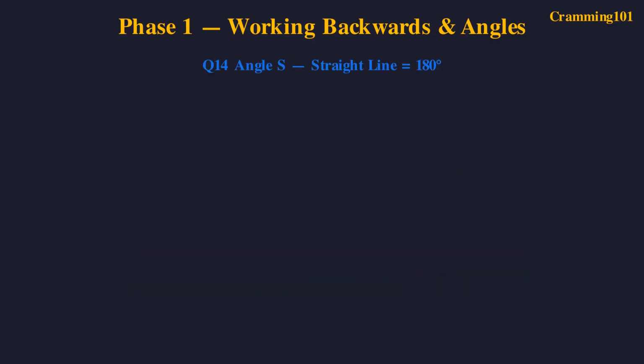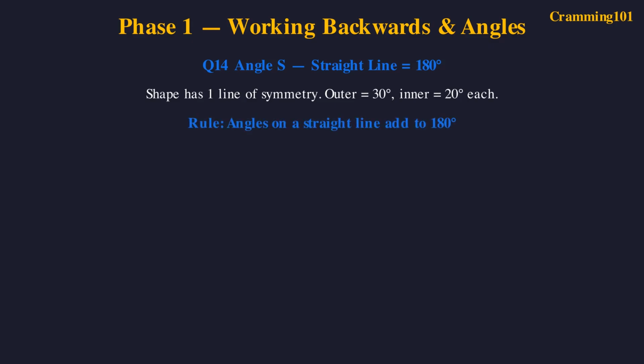Question 14, angles and symmetry. Noah draws a shape with one line of symmetry. The protractor shows the two outer angles are each 30 degrees, and the two inner angles are each 20 degrees. We need to find angle S. The important rule is, angles on a straight line add to 180 degrees. So along the straight base, all these angles must add to 180 degrees.